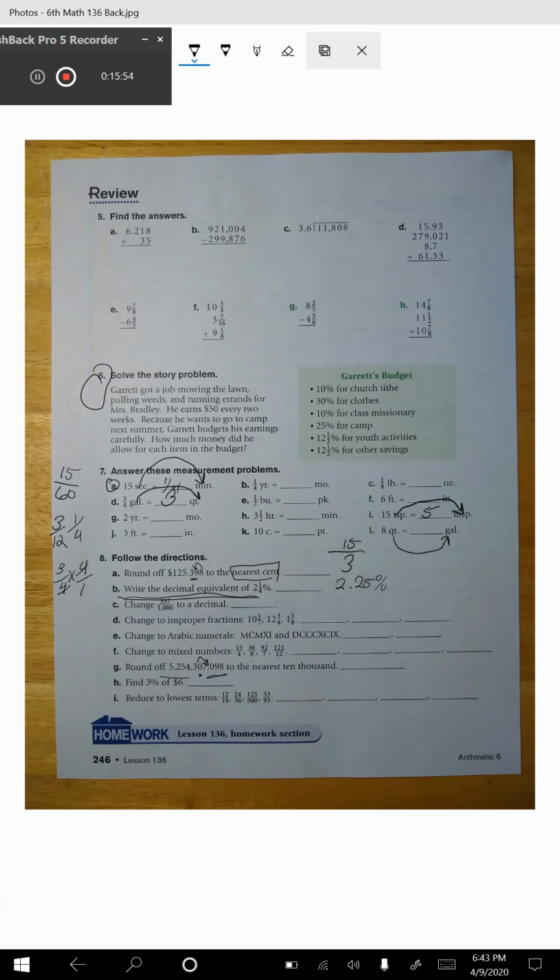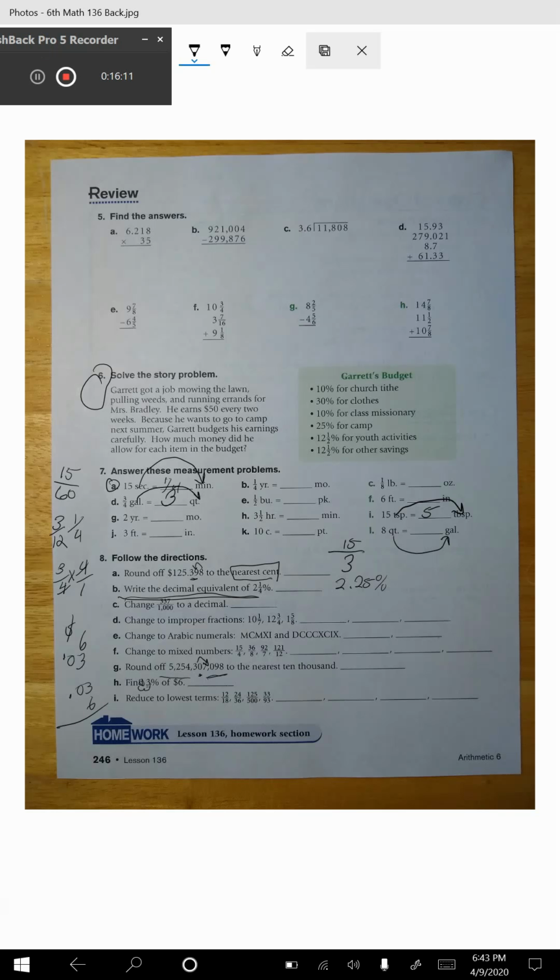Find 3% of $6, so you have $6. Change that percent to a decimal. Move it over twice, so it's 0.03. You probably want to flip that around. Do 0.03 times 6. Okay?